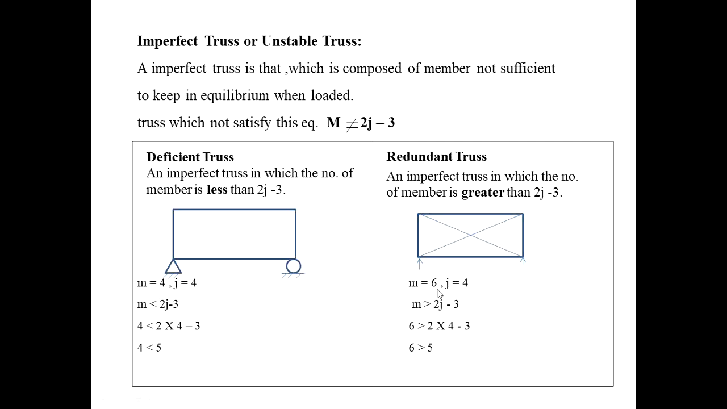So m will be now 6, j is equal to 4. So 4 into 2, 8 minus 3, 5. So 6 is greater than 5. So this truss is called an imperfect redundant truss.